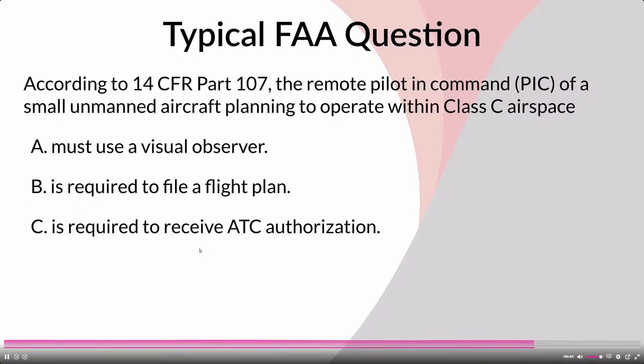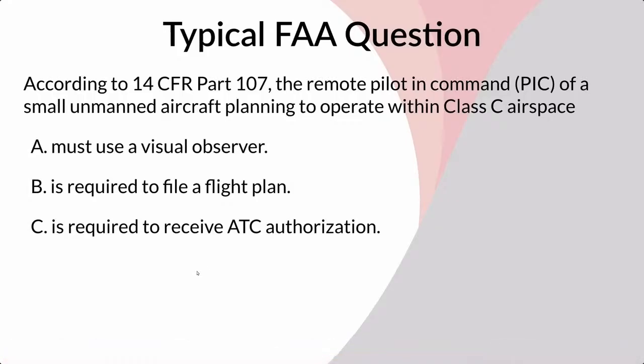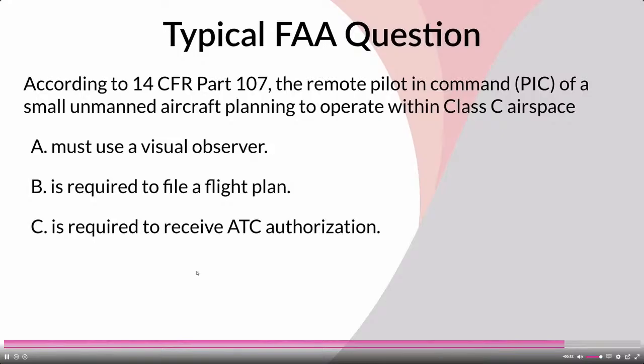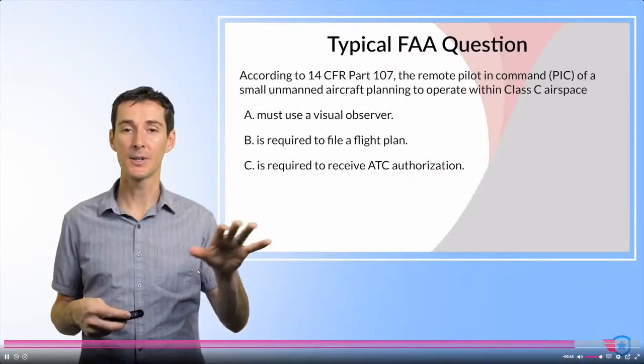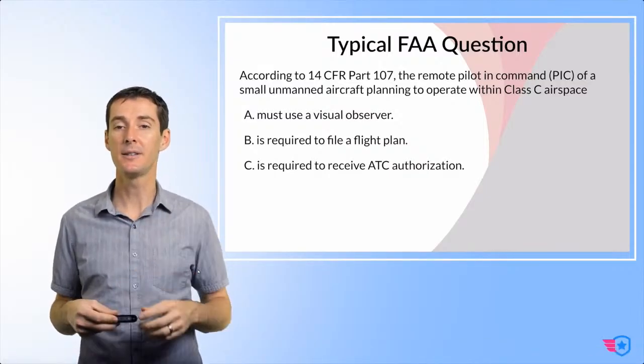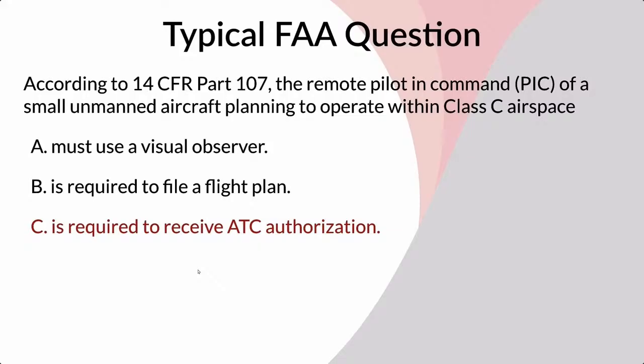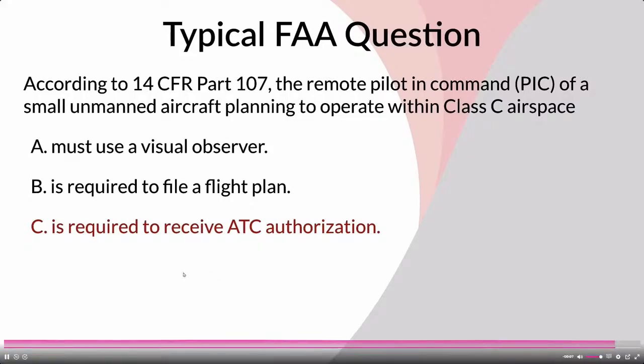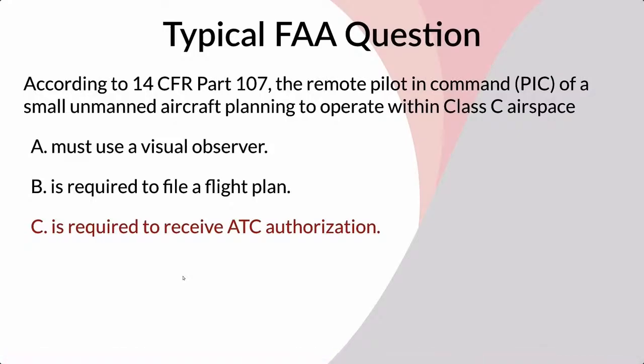According to 14 CFR Part 107, the remote pilot in command of a small unmanned aircraft planning to operate in Class C needs to do what? This is exactly what I was talking about when I gave you the slides of real life versus the test. The test here says required to receive ATC authorization is the proper answer. In real life, you would need to go on either the FAA website or go on to LAANC, which is the equivalent of getting an FAA authorization, not just ATC.